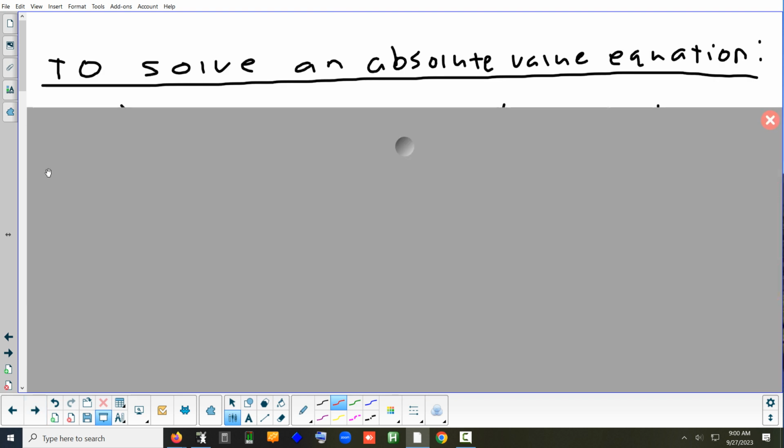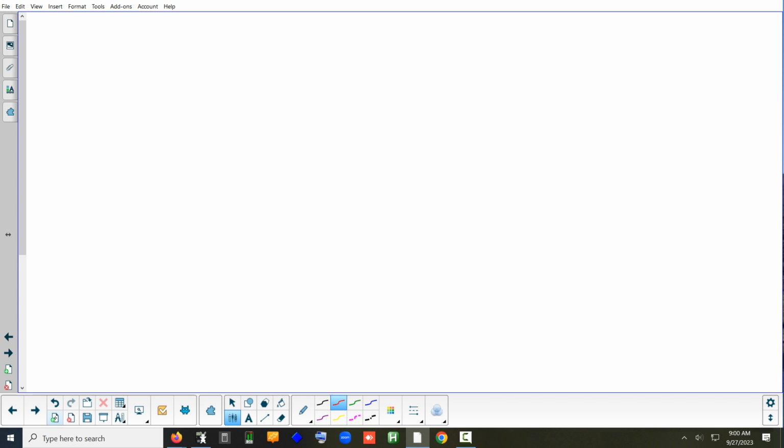Okay, so how do you solve an absolute value equation? Well, a lot of the steps are very similar to what we've learned about just solving regular equations. But there's a couple things we have to make sure we do first. So let me show you 2 different absolute value equations.